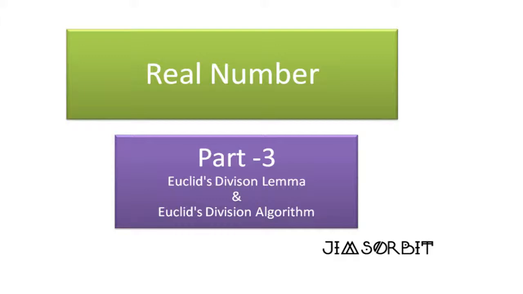So we have completed part 1 and part 2 of real numbers, and we have covered the HCF and LCM finding methods. It was very basic procedures we have followed, and we have seen the methods to find the HCF and the LCM of two numbers or more than two numbers.